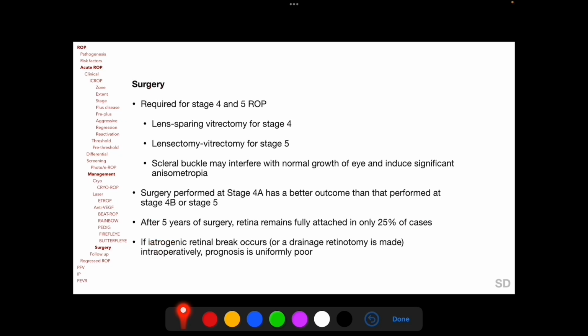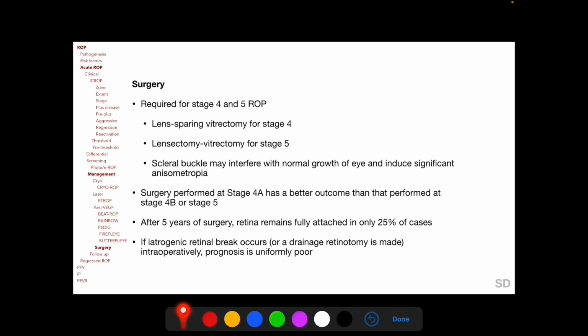Surgery is required to attempt salvaging eyes with stage 4 and stage 5 ROP, and lens-sparing vitrectomy is recommended for stage 4 ROP, while lensectomy vitrectomy is recommended for stage 5 ROP. Since scleral buckle may interfere with normal growth of the eye and induce significant anisometropia, scleral buckle is not usually used in surgery for retinal detachment from ROP.